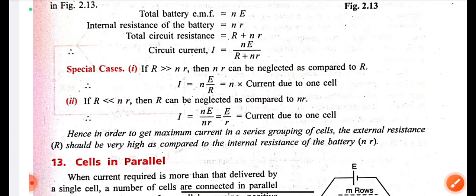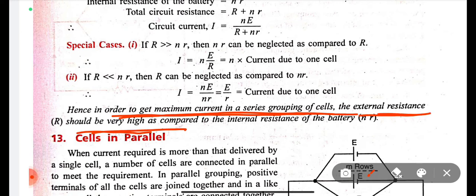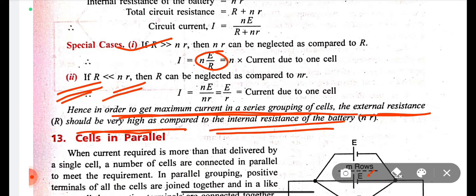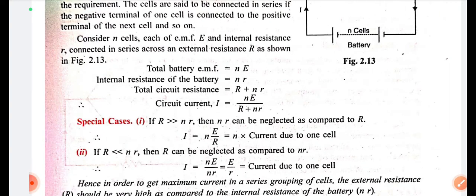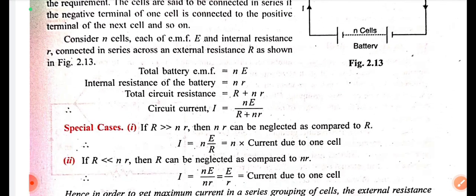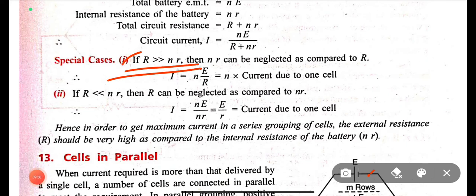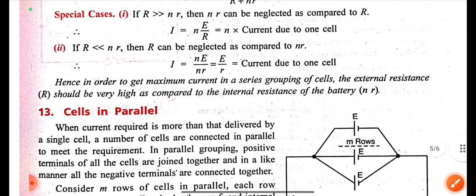So finally, in order to get the maximum current in series, the external resistance should be higher. When the external resistance is higher, we get the maximum current. But when the external resistance is lower than the internal resistance, we get lower current. A question can come like this: if cells are connected in series, what is the method to get a higher value of current? If we know this, we can simply answer that when the external resistance is higher than the internal resistance, we get the maximum current. So the maximum current condition in series is that the external resistance should be high.